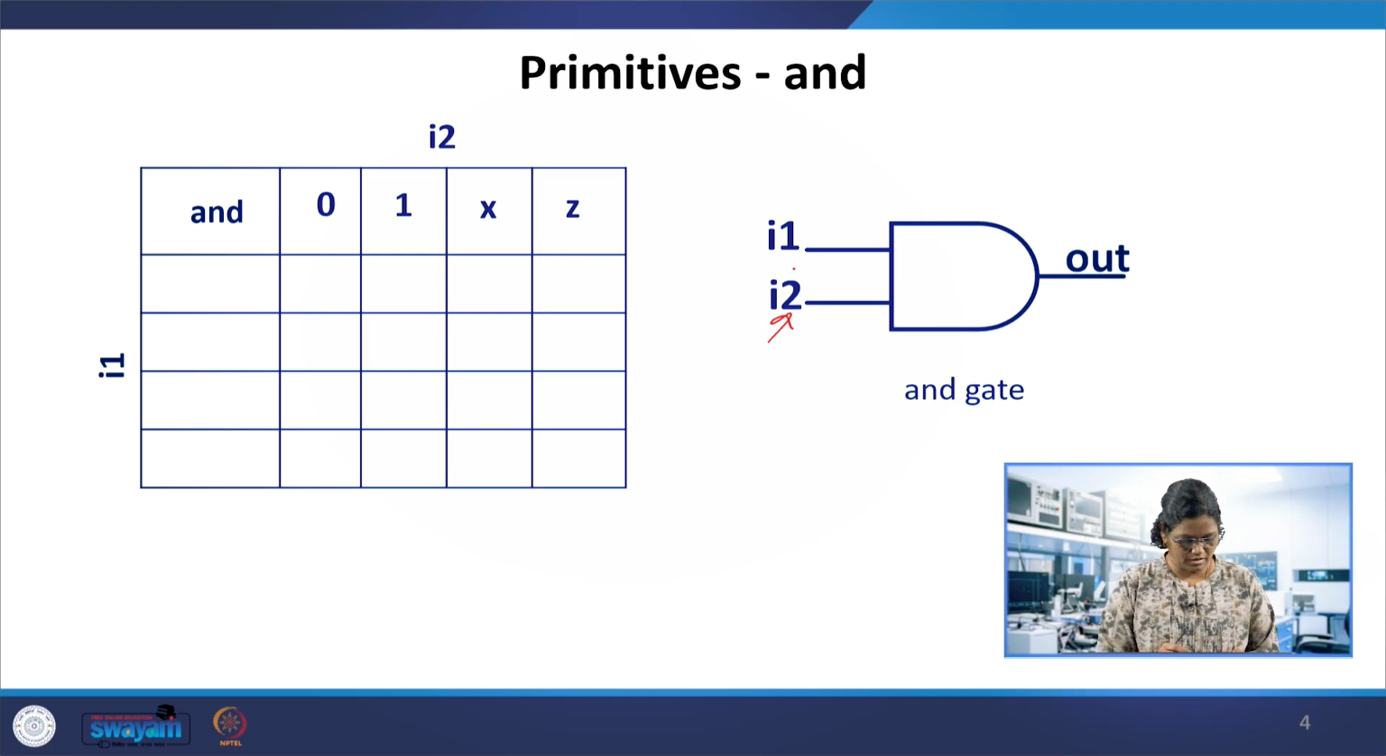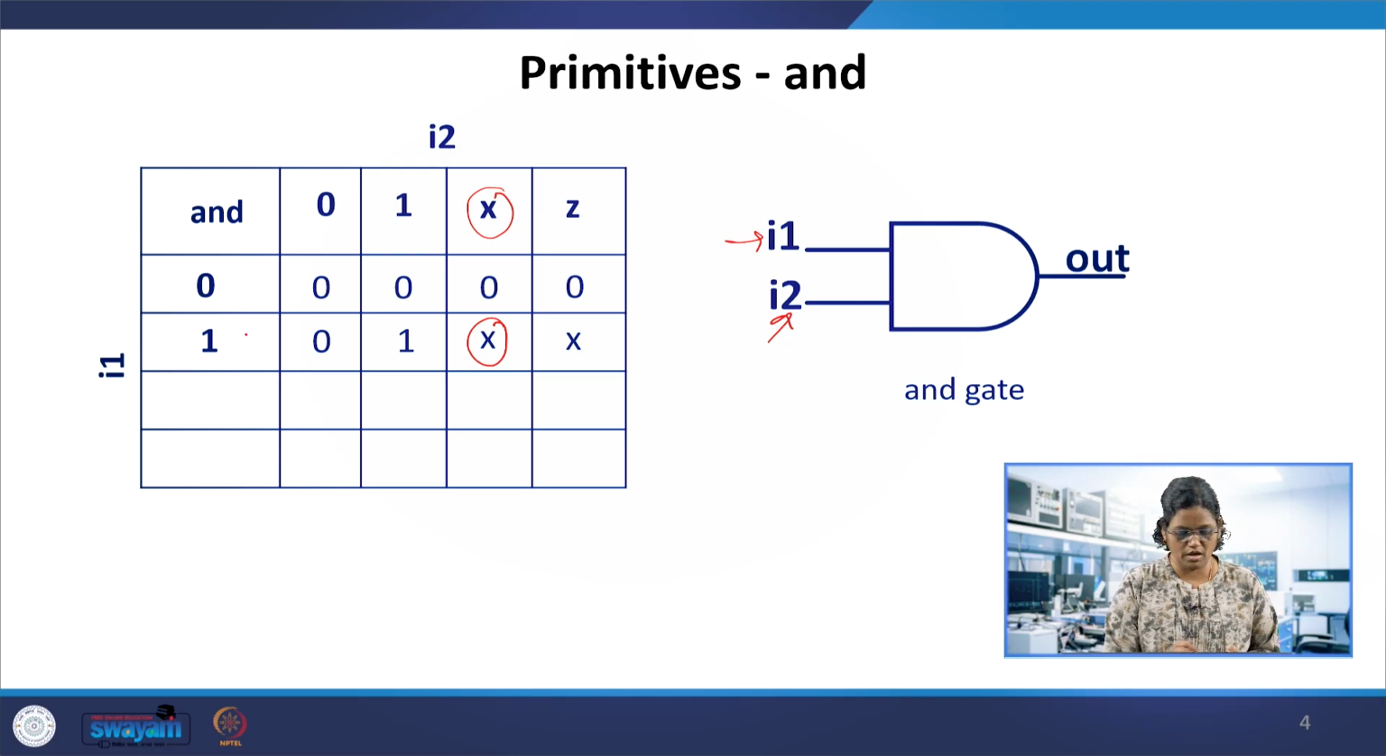If I1 is 0, what would the table be? If this is 0, whatever I2 may be, the output will be 0. If I1 is 1, then the output depends on I2: if it is 0, then 1 and 0 gives 0, and 1 and 1 gives 1, and with X the output is unknown.